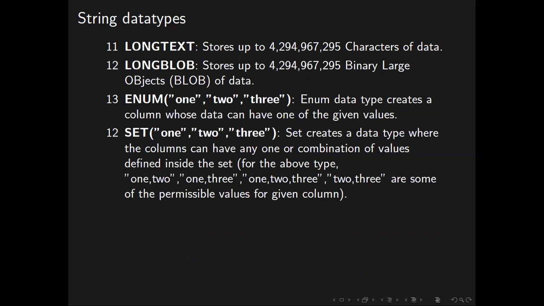Then longtext. Longtext can store 4,294,967,295 characters of data. Enormous. We cannot imagine the size of it. Then longblob can also store such limits: 4,294,967,295 binary digits.